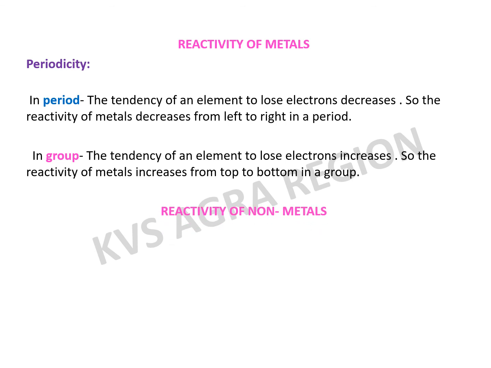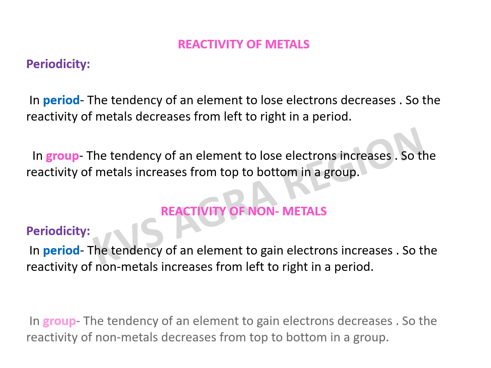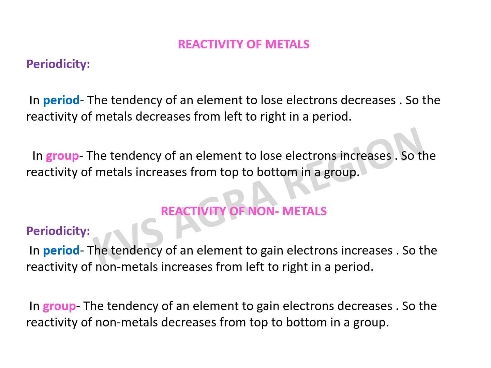Reactivity of nonmetals. As already discussed, the non-metallic character increases as we move from left to right in the period and decreases as we move from top to bottom in the group. Its periodicity. In a period, the tendency of an element to gain electrons increases. So, the reactivity of non-metals increases from left to right in a period, whereas in a group, the tendency of an element to gain electrons decreases. So, the reactivity of non-metals decreases from top to bottom in a group.